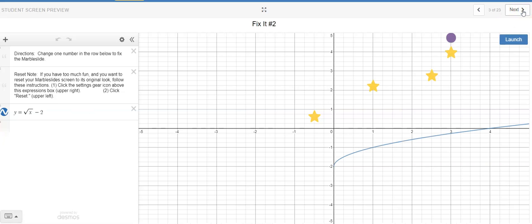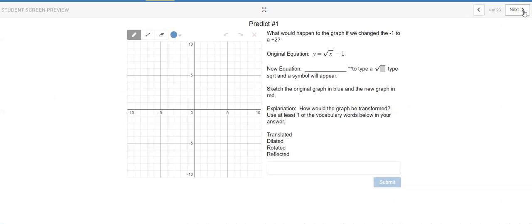We'll fast forward. You have several screens like that where you are fixing. If for some reason you really whack out the equation and you need to reset it, if you hit the little wheelie guy, you can hit reset and it'll go back to the original equation. So we have a couple slides.